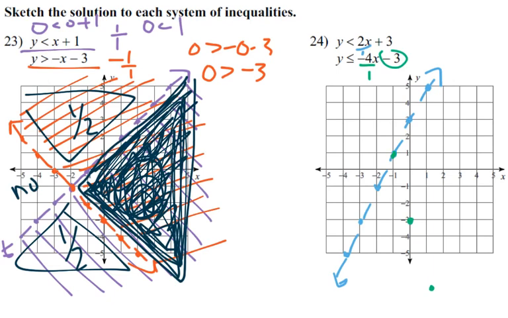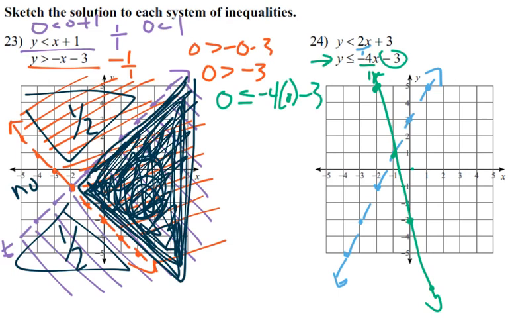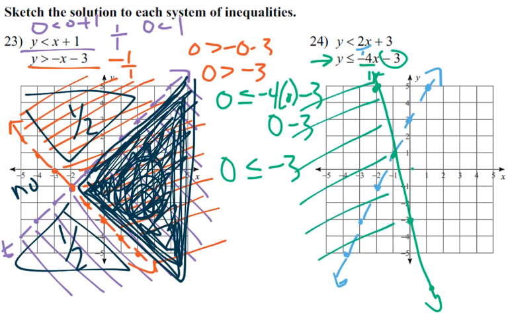See where they intersect, but that's not necessarily our answer. Okay, that could be part of the answer. This one's equal to, so it's a solid line. But now we've got to figure out where everything needs to be shaded. So let's pick that test point 0, 0. So let's do this one first. 0 for y, 0 for x. Negative 4 times 0 is 0. 0 minus 3 is negative 3. Is 0 less than negative 3? No, so the green side we shade over here.